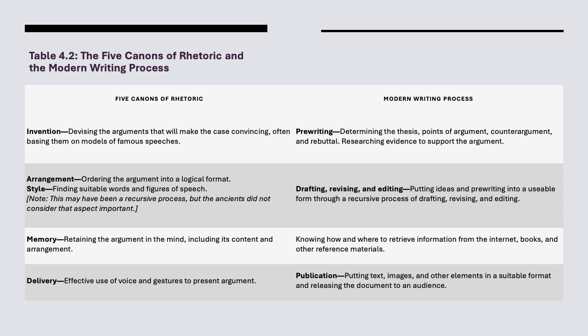All right, so this table from your textbook shows the Aristotelian canons of rhetoric and translates them into our modern writing structure. So this is a good table when thinking about the purpose of each step. So if you look, for example, you have invention as the first one, which is what we discussed as the first step. And it says devising the arguments that will make the case convincing, often basing them on models of famous speeches. So obviously that's a little outdated. We don't exactly do that now. So if you go over to the modern writing process and look at pre-writing, it's determining the thesis, points of argument, counter-argument, and rebuttal, researching evidence to support the argument.